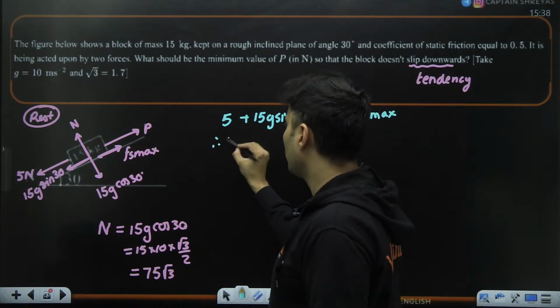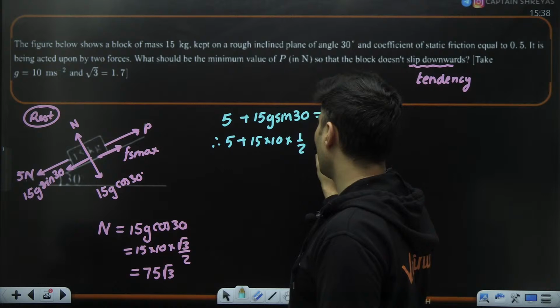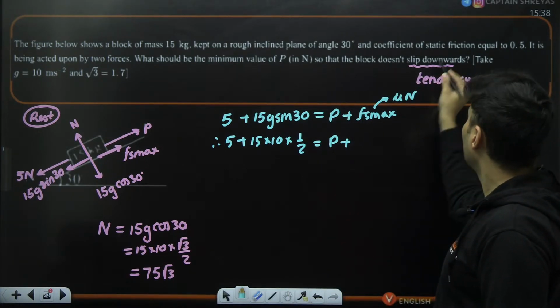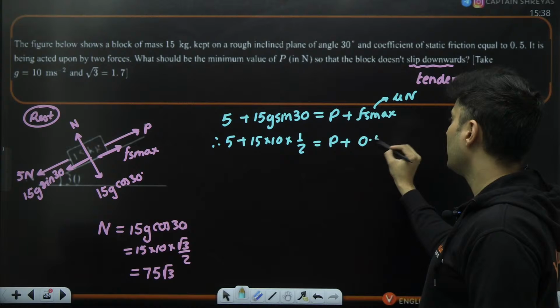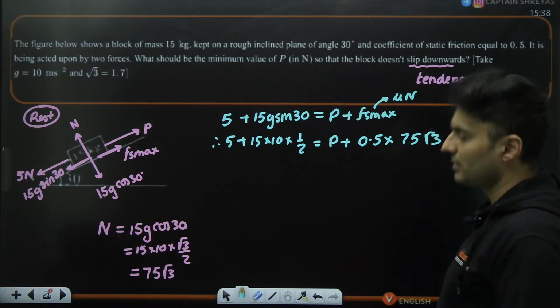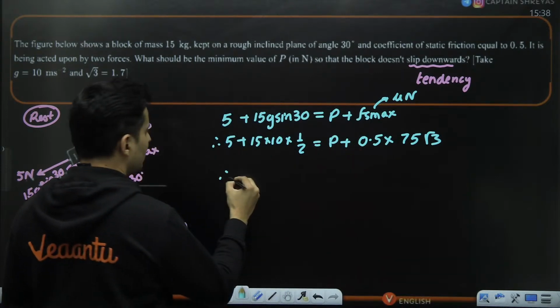Okay, so 5 plus 15 into g is 10, sine 30 is half, P I have to find. Fs max is mu N, mu into N, mu value is 0.5, normal is that, so 75 root 3, guys. Is that right? Just now rearrange, that's all.